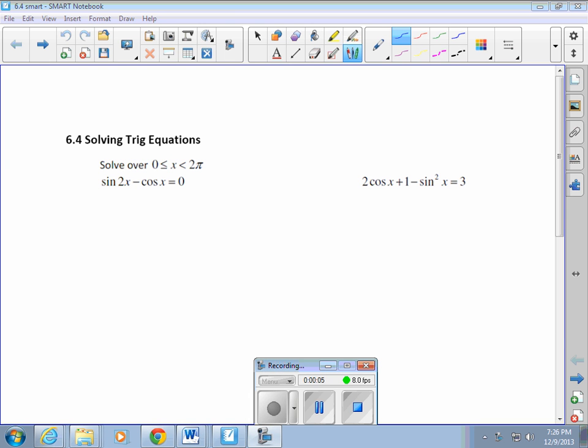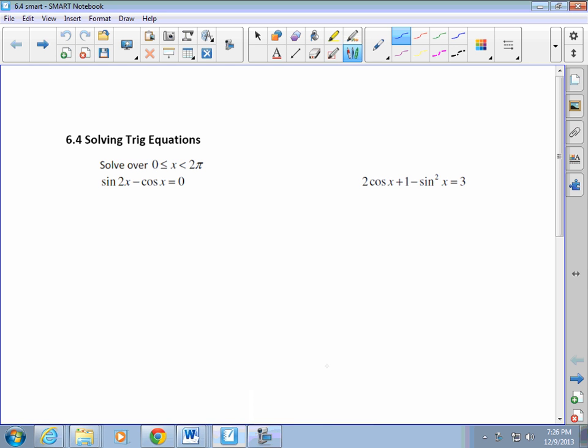Okay, the last section in Chapter 6 is solving trig equations. So like the last section, 6.3, this is the exact same thing. Same identities are being used. The only difference with this one is now you're actually going to solve for the variable that's there. So whether it's x, y, theta, or whatever, you're actually going to find the answer for it.